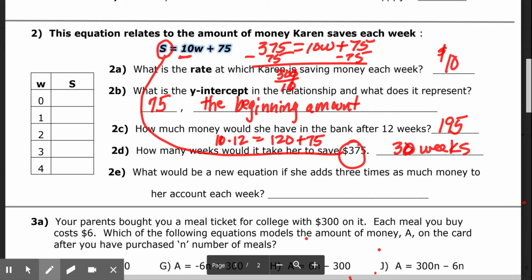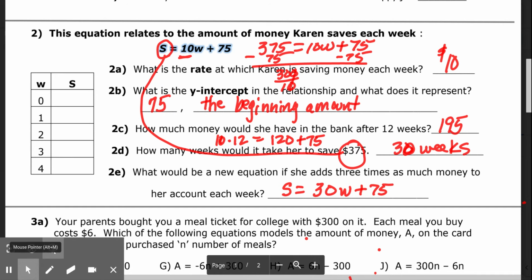Okay, so that's quite a few weeks. And 2E says, what would be a new equation if she adds 3 times as much money to her account each week? So instead of adding $10 per week, she's adding $30 per week. The new equation would be S equals 30W plus 75. Her starting amount is still the same.